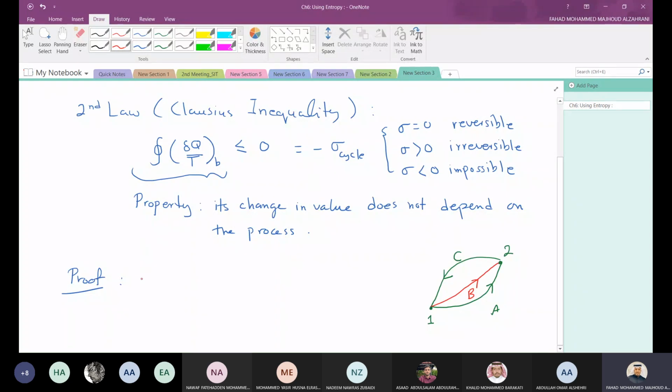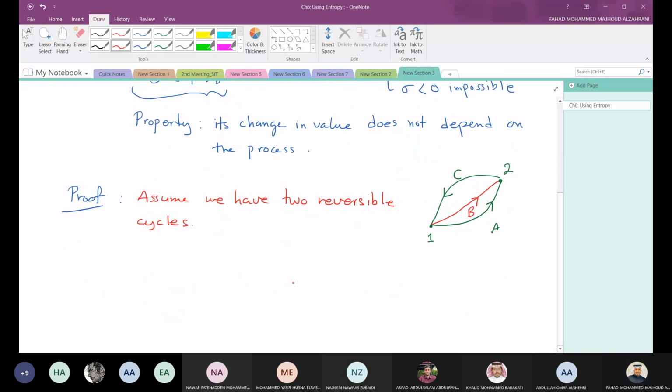Now I'm going to assume these are two reversible cycles. So we have cycle AC, and the second cycle is cycle BC. Are you with me? So these are two reversible cycles. They start and end at the same points. State 1 and state 2 are the same for both cycles.